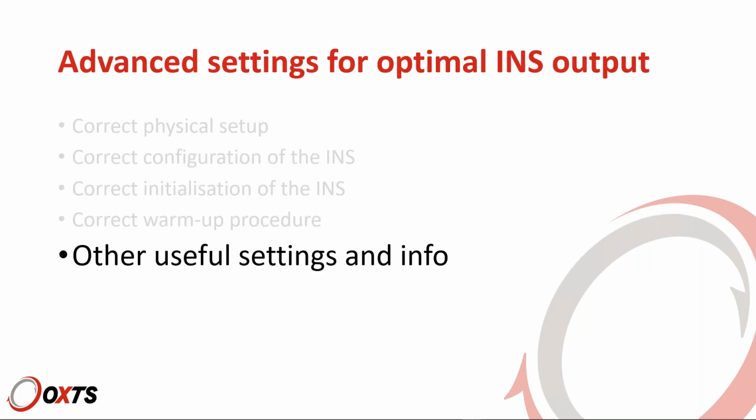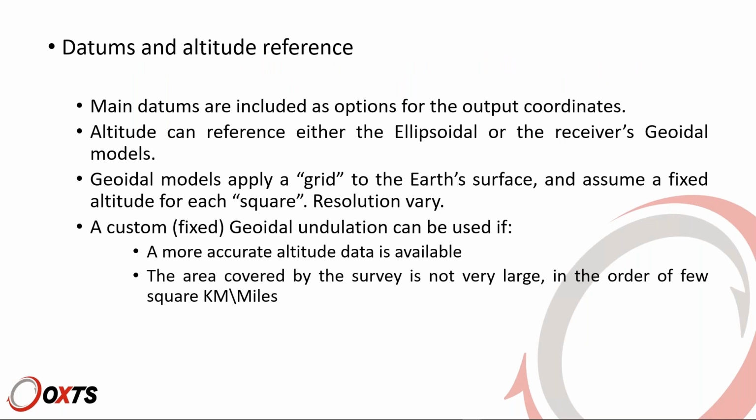Finally, some hopefully useful information. A word on datums. This is something that is often important in survey applications. So you have a choice of main datums available with our systems. You can have your output, your position output, your coordinates in one of these main datums: WGS 84, NAD 83 for North America, ETRS 89 for Europe, ITRF 2014. There's a number of them that you can select from if you want the output to be in a specific datum.